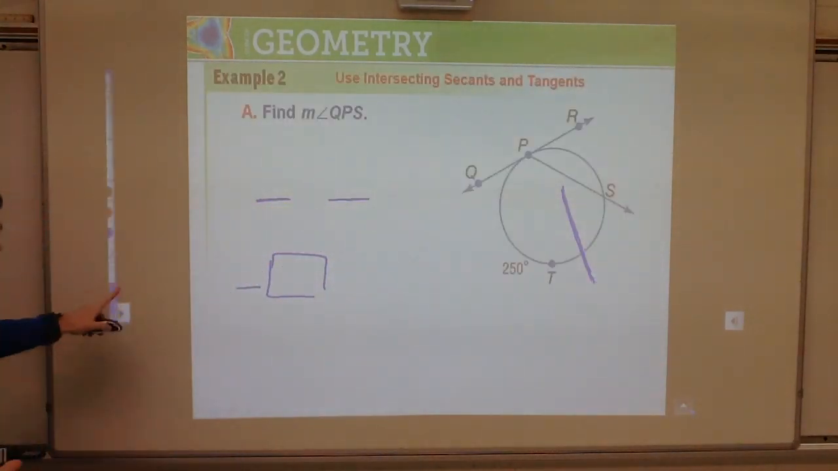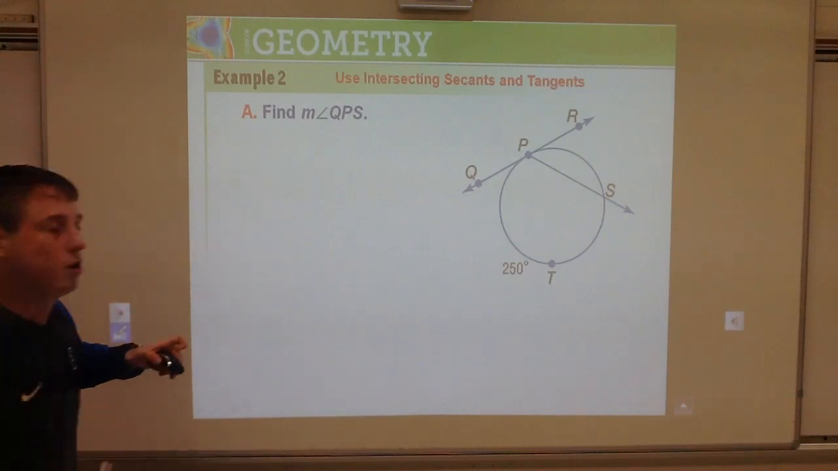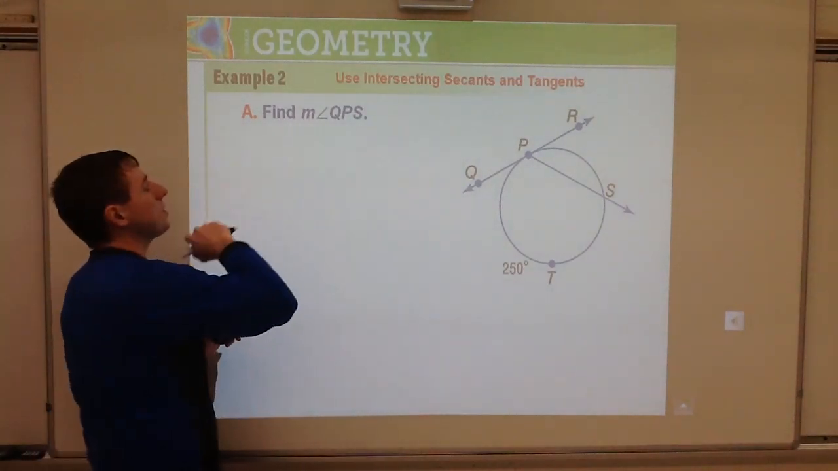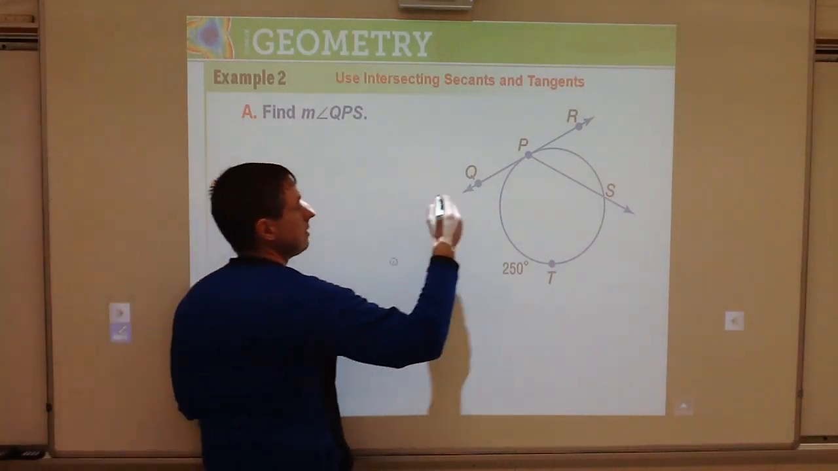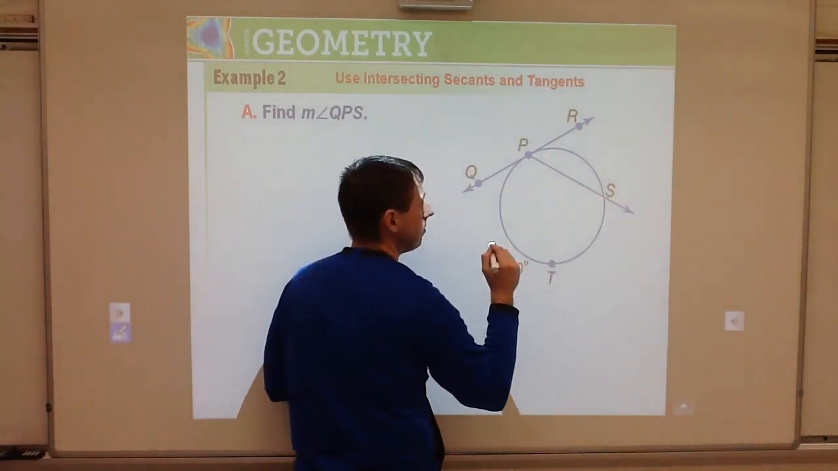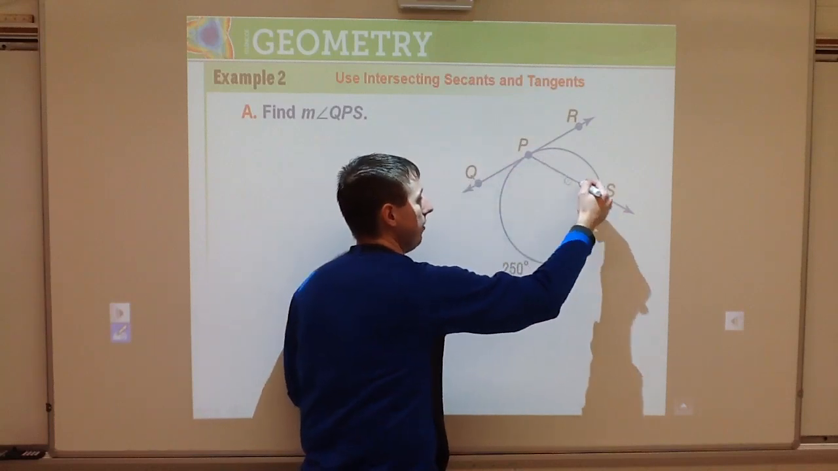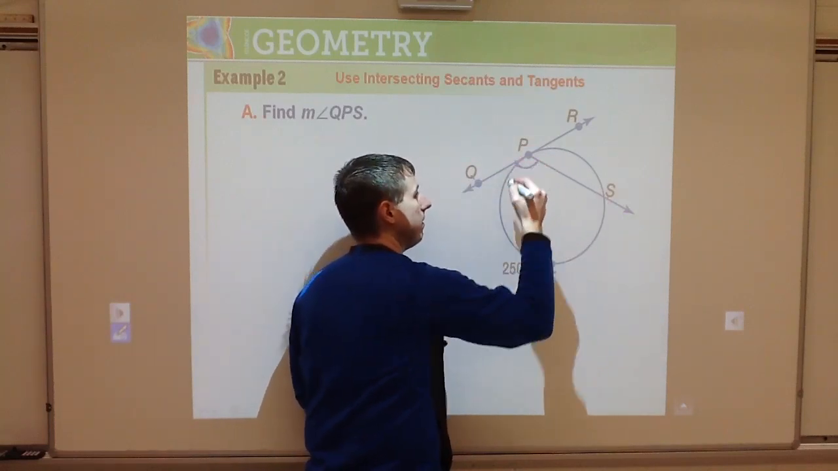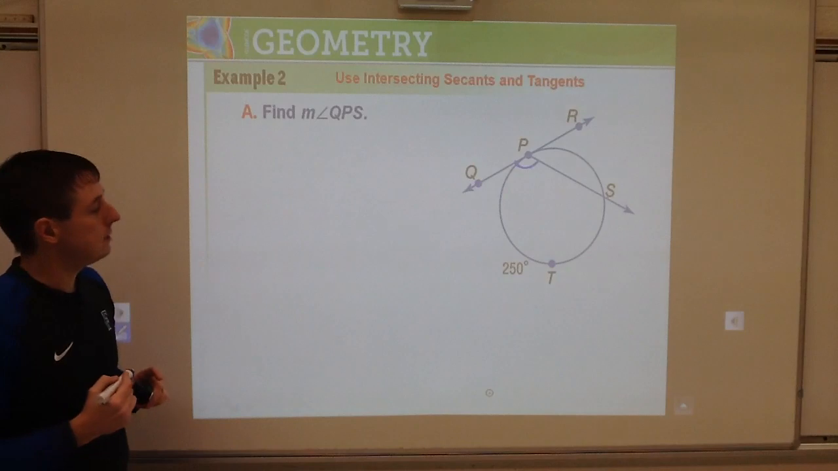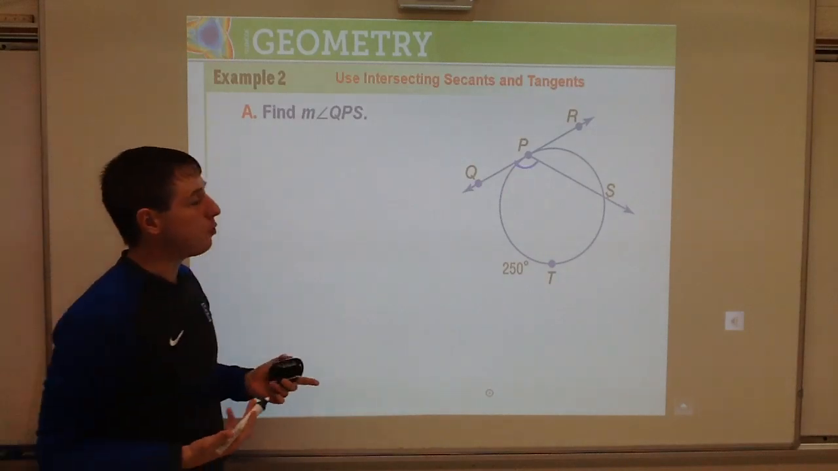So here we go. Nothing too hard on this set, just trying to figure out the picture is the hardest part probably. It says find the measure of angle QPS. Remember 3-lettered angles, the middle letter is your important letter. Follow that along. We are trying to figure out how big that angle is. So this one should be pretty straightforward.